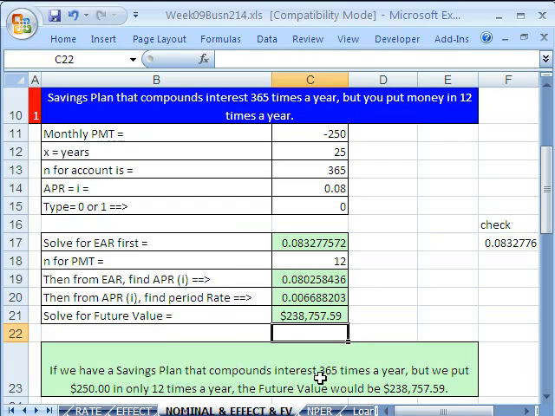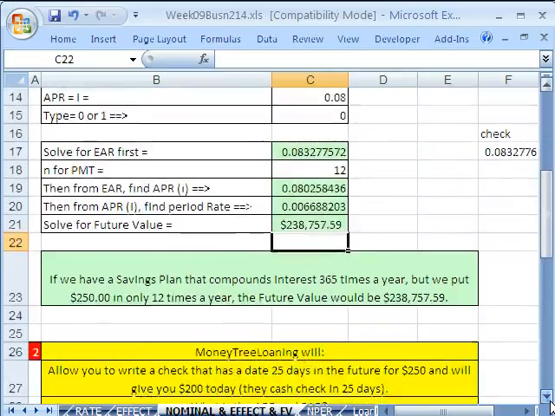If we have a savings plan that compounds interest 365 times a year, but we put $250 in only 12 times a year, the future value would be $238,757.59. Now, another great trick, two more tricks.